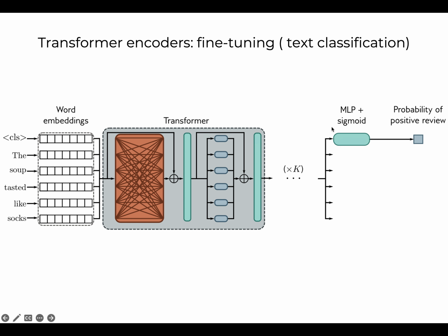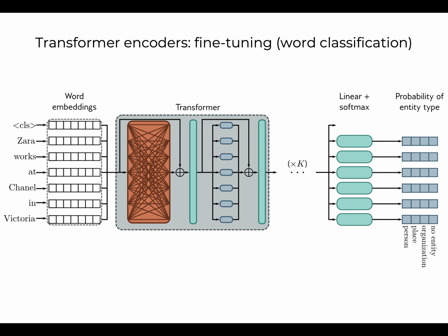So what I do is I fine-tune a small MLP that takes this CLS token and applies sigmoid to it. It's a single scalar score, and I'm going to use sigmoid to map it to a value between 0 and 1, and I'll treat that as the probability that this is a positive review. And I could supervise that with some labeled reviews that are either positive or negative. So in that case, I was trying to classify the whole text.